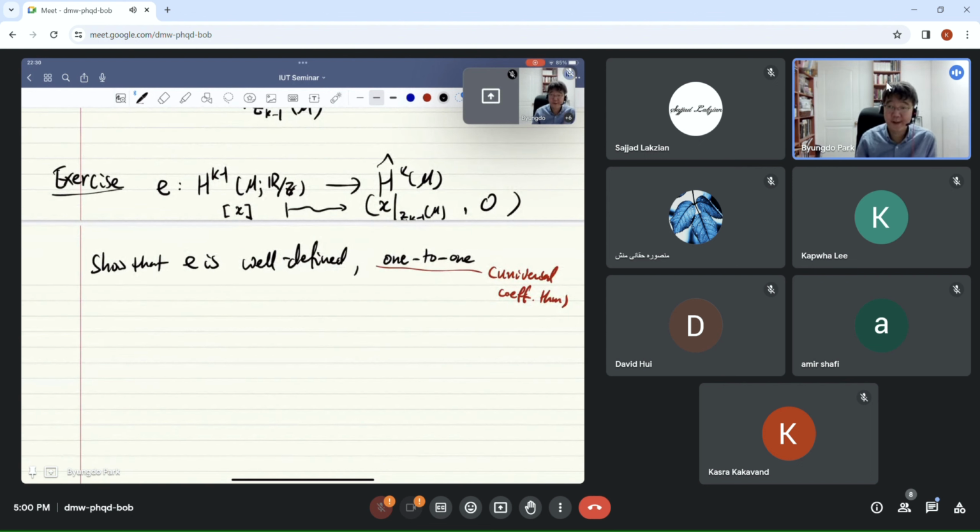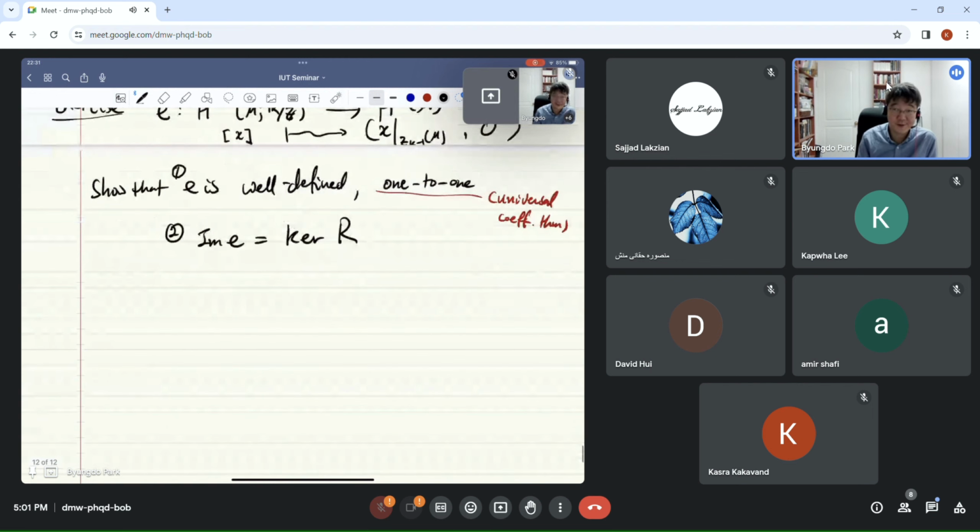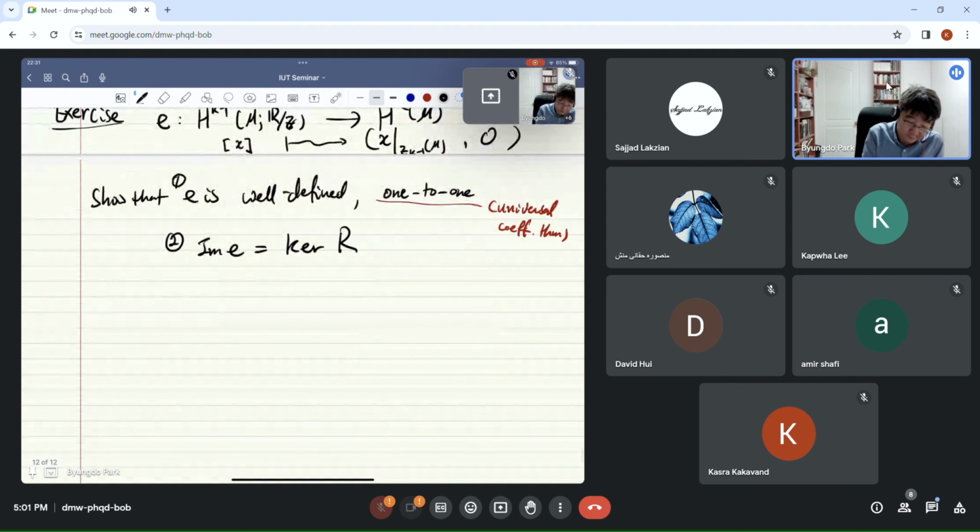Then your first task would be understanding the universal coefficient theorem for cohomology. Then this is going to become more accessible. So this first exercise, second exercise is that you want to show that the diagonal sequence is exact. So the image of E is the same as the kernel of R. And this is easy. You just have to look into the definition and easily prove it.